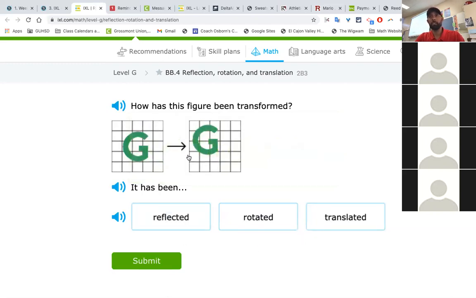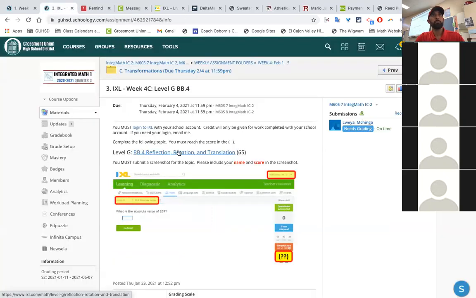Now here you can see that it's still right side up, this G, and it just moved up a little bit. So that is a translation. All right, so that's what that's all about.